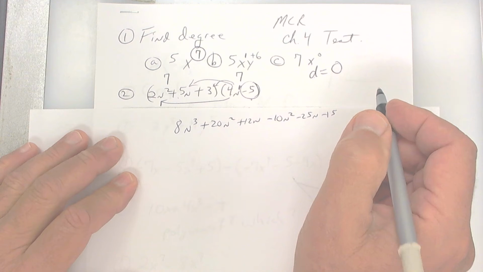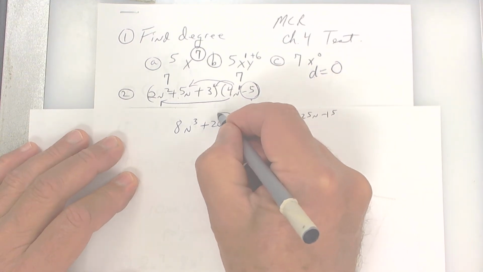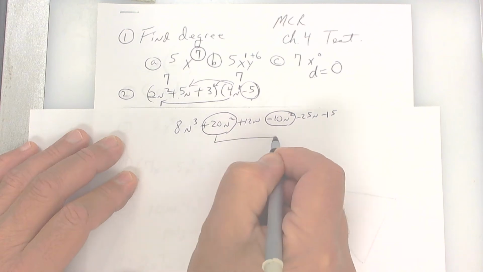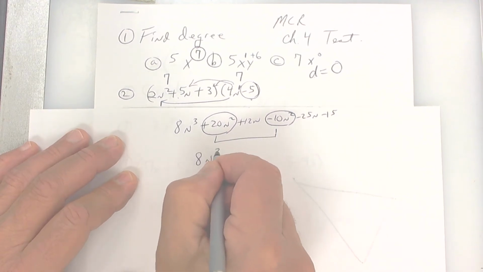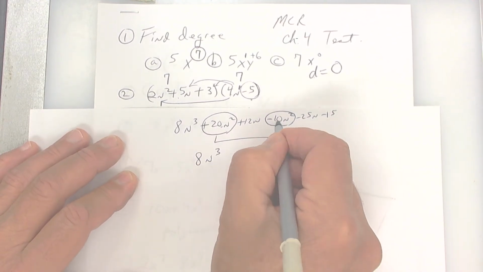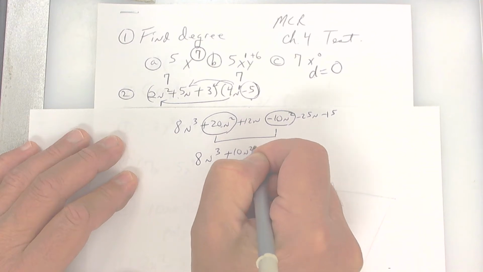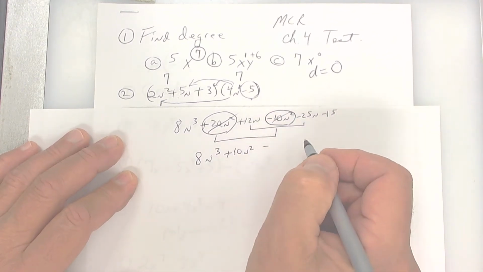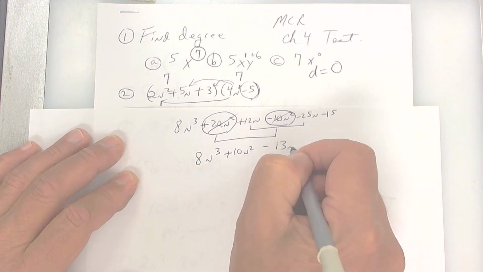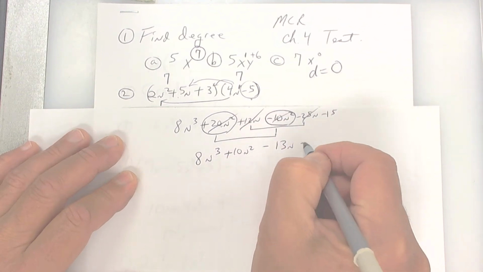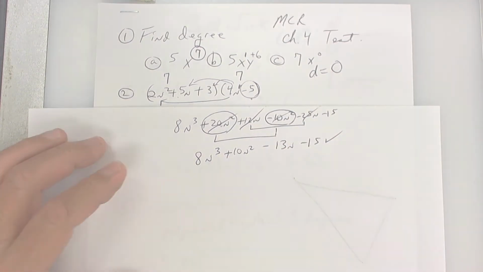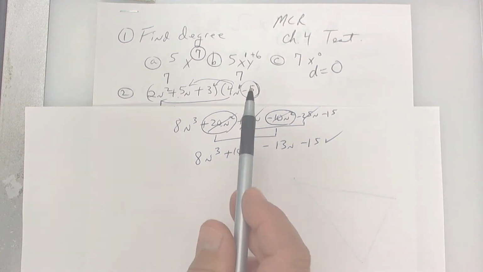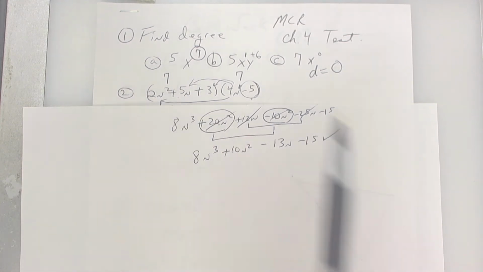Then you combine like terms. So this one and this one are like terms. So you combine these two. So it's going to be 8n3. 20 minus 10 is 10n squared. This and this gives me a negative 13n. And then minus 15. And that's how you do it. So it's similar to FOIL. You multiply this one to all of these and this one times all of these.